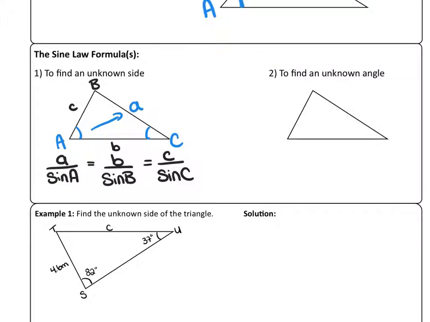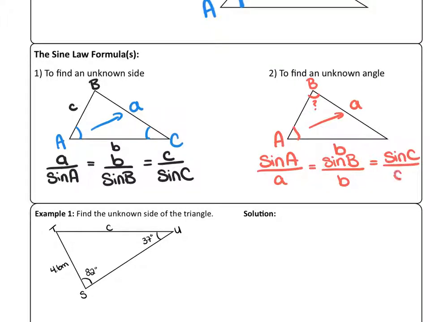Okay, the other case is when we're looking to find an unknown angle. And in this case, you would have an angle and its opposite side, and then you might have another side, and you're looking to find this one. So when you're looking to find an angle, I always like to take the angles and put them on the top. So in this case, I would do sine of A over a equals sine of B over b, and sine of C over c. So if I'm finding the side, I put the sides on top. If I'm finding an angle, I put the angle on top. So here, I'll finish that off.